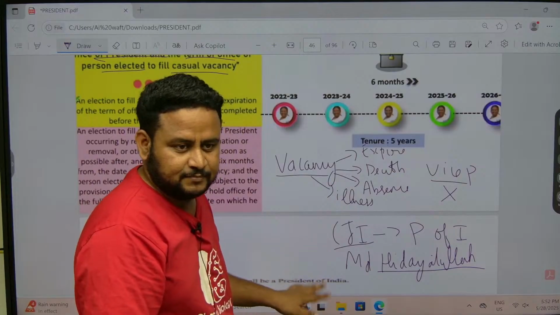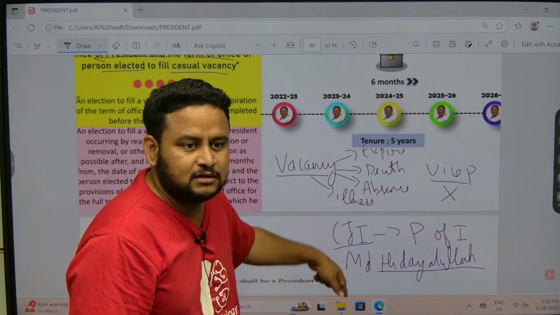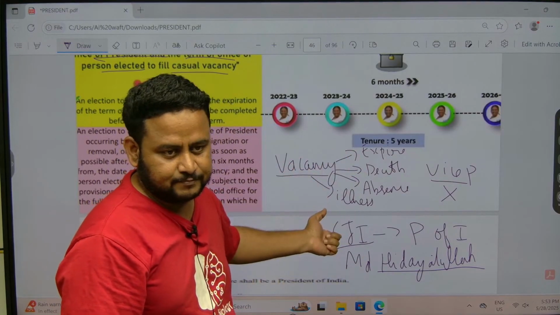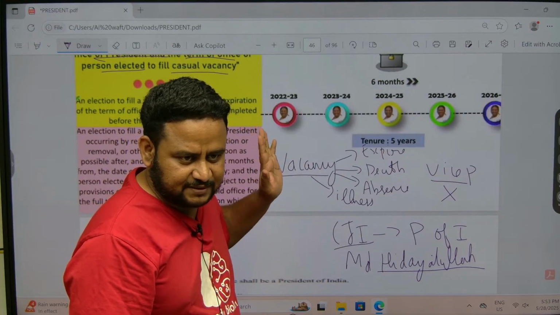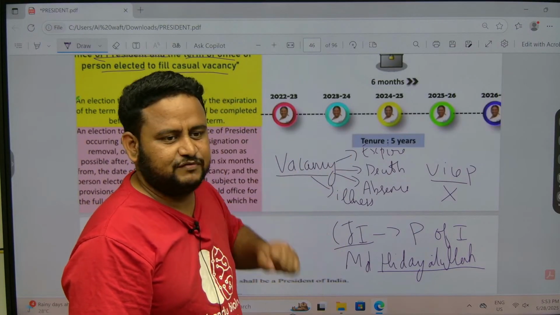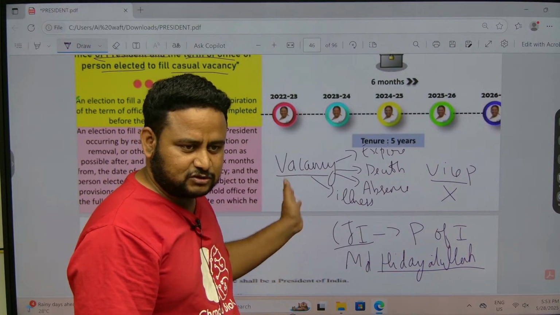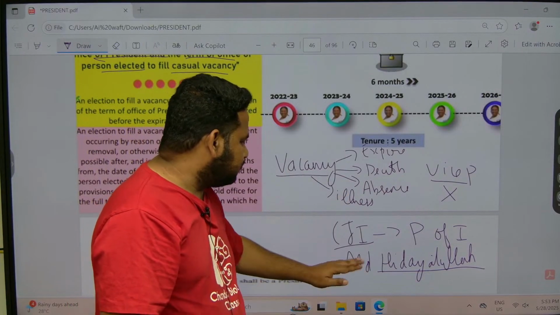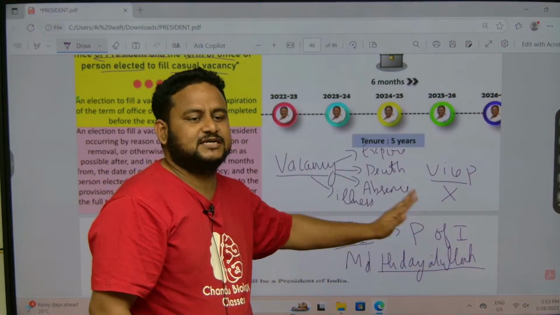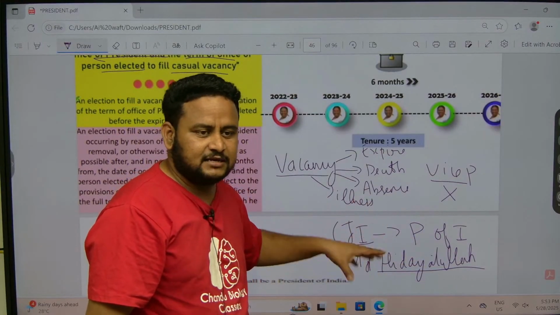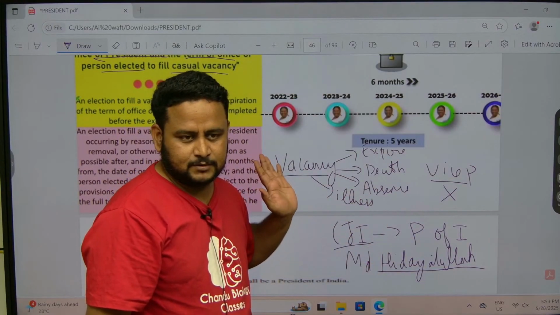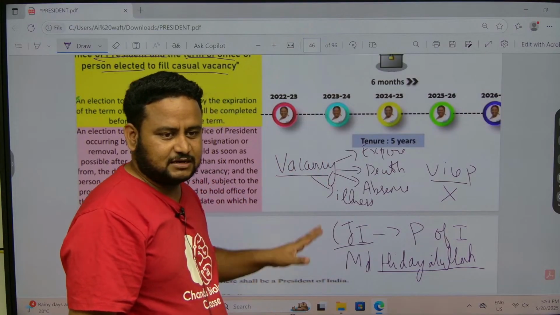You have to remember the name, because he was the only Chief Justice of India who also served as the President of India. He was the Chief Justice of India at that time, and he also served as the President, because there was no president and no vice president. So Muhammad Hidayatullah became the President of India. This is a very important fact which you have to remember. Got it? That's all about the president when it comes to articles.